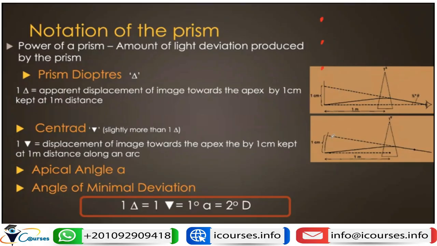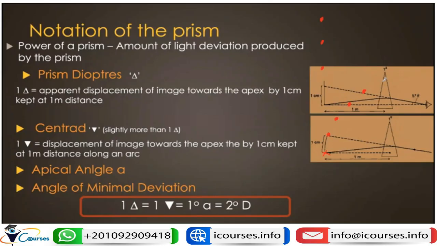But in case of the centrad, if we have a prism of 2 centrad, if the object is placed here, then the image of 1 centrad will be like here. 2 centrad will be like here. 3 centrad will be like here. 4 centrad will be like here. So there will be a displacement of the image, but it is not along the straight line. It will be along the arc. So this is what is called the centrad.